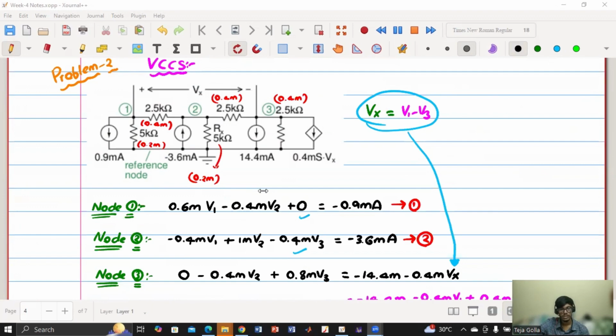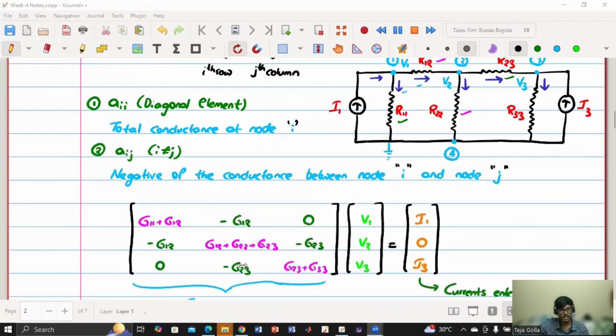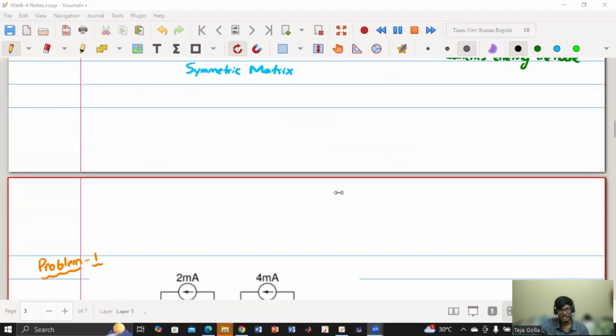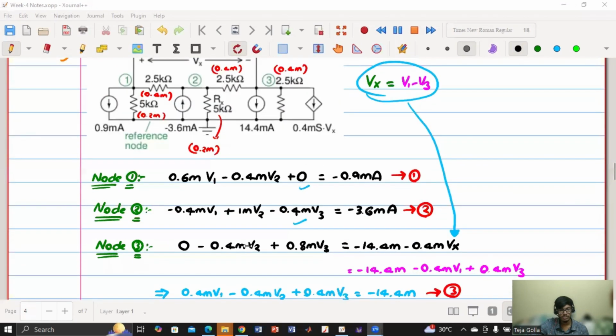Sir, how are you writing the node 3 equation? Node 3 equation, sir, A3. That is row 3. How did you get the value? Which value? Row 3, column 2 in node 3, the minus 0.4. Yes, minus 0.4 is A32, right? A32 is the negative of the conductance between node I and J. So A32 means between 3 and 2. Between 3 and 2, we have one conductance, 0.4. So the negative of that is minus 0.4 milli.